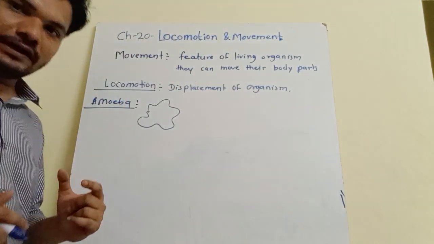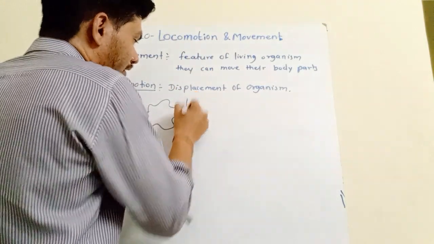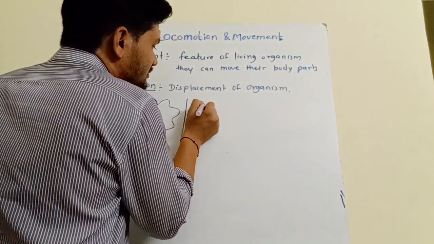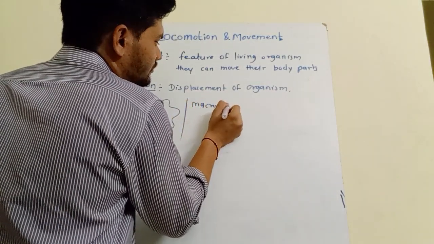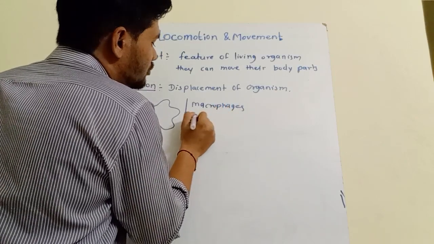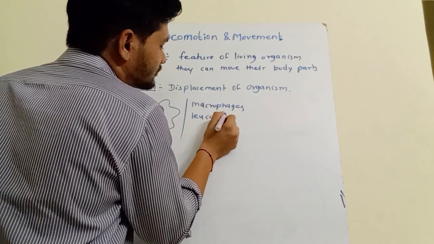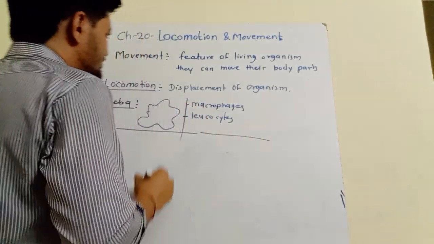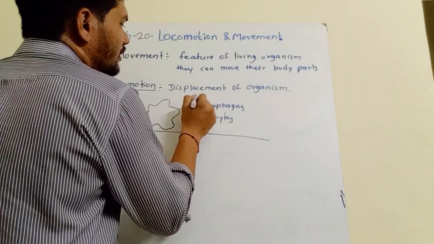It can be done by organisms, and some human cells are also doing this, like macrophages. Some leukocytes are doing this. So these are the cells which are doing amoeboid movement.